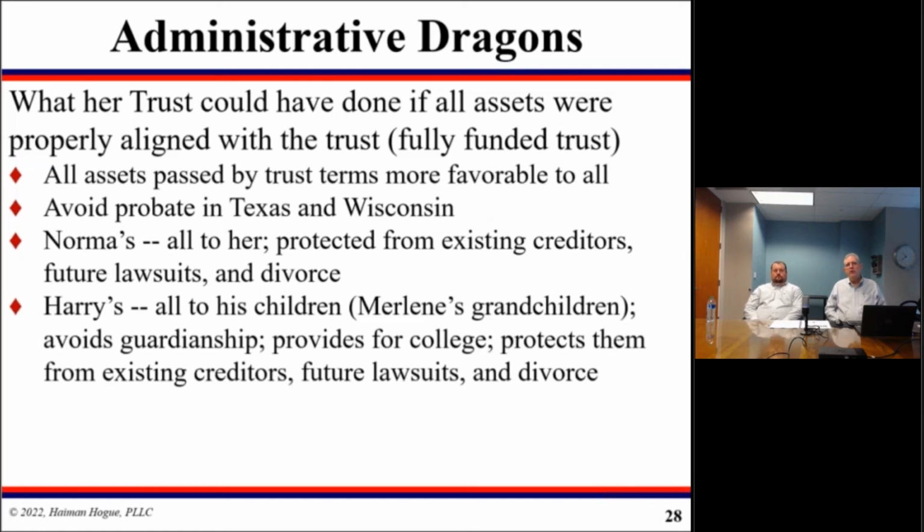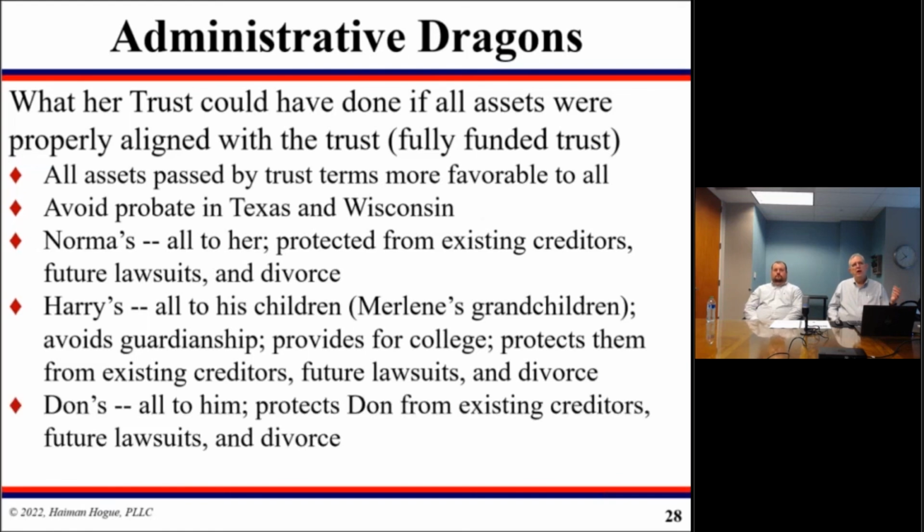Harry's would have gone all to his children. That would be Merlene's grandchildren. It would have avoided guardianship there, 2 probates. It would provide for their college, protect them from existing creditors, future lawsuits, and divorce. Don's would have gone all to him. It would have protected Don from existing creditors, future lawsuits, and divorce. His wife would not have been entitled to 1 dime. Instead, only the homestead passed by these rules.